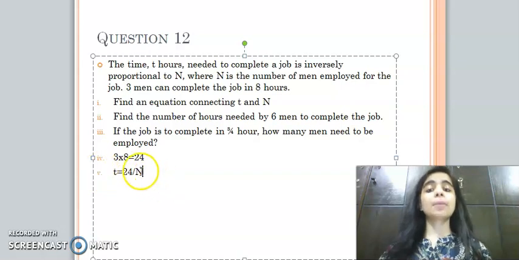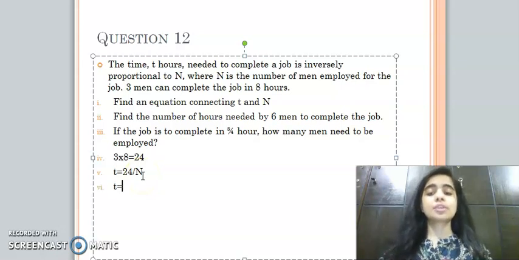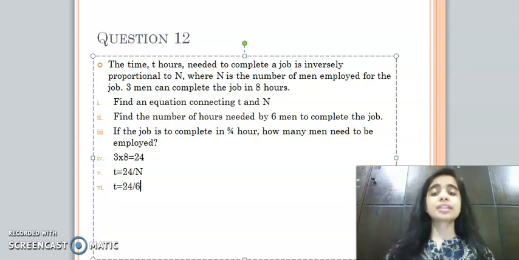Find the number of hours needed by 6 men to complete the job. Now over here my men will be 6. So 24 divided by 6, t is equal to 24 divided by 6. Now what is 24 divided by 6? That is 4. So the time will be 4 hours.